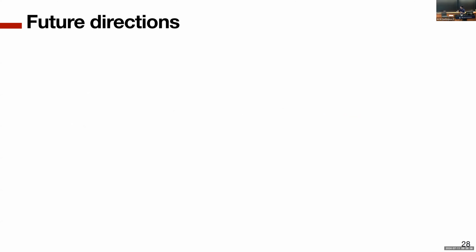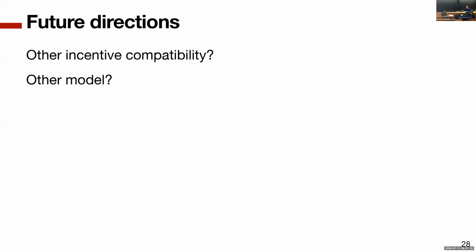So I want to conclude my talk with two future directions. The first one is that the fact that the miner is also a strategic player is a new challenge for all the mechanism designers for blockchains. How do we capture incentive compatibility that takes the miner's deviation into account, including the miner alone or miner-user collusion, is a new and exciting research area. Maybe we can consider other incentive compatibility notions. Or maybe we can consider other models.